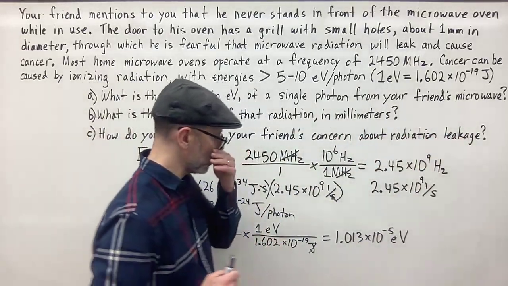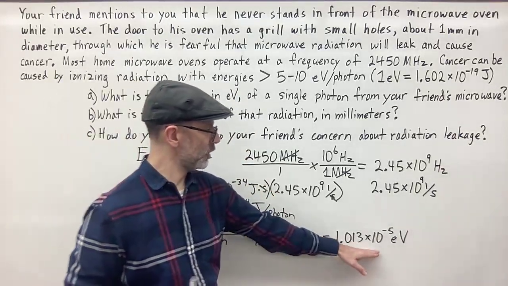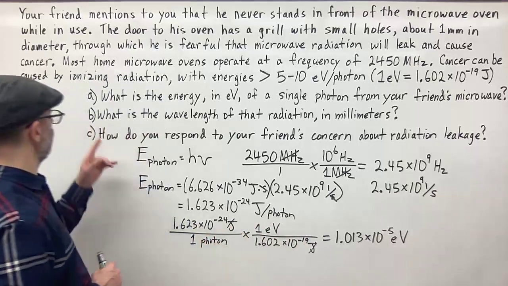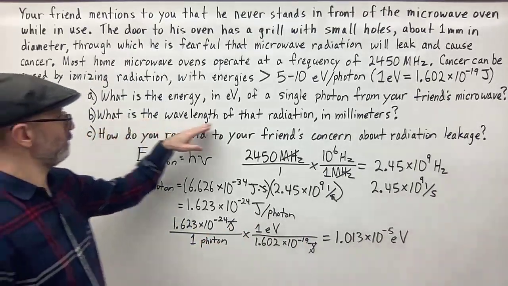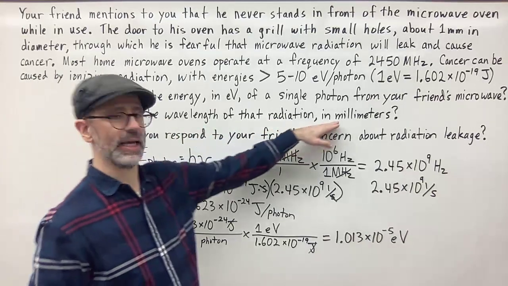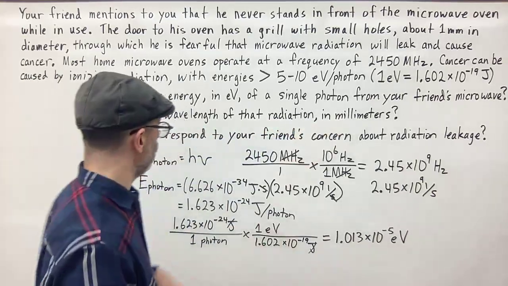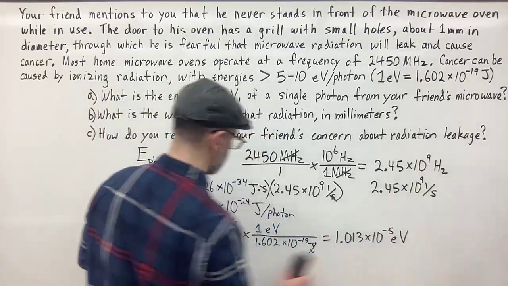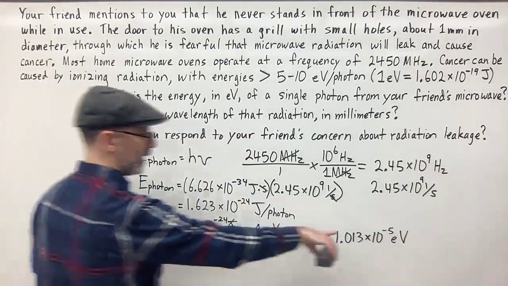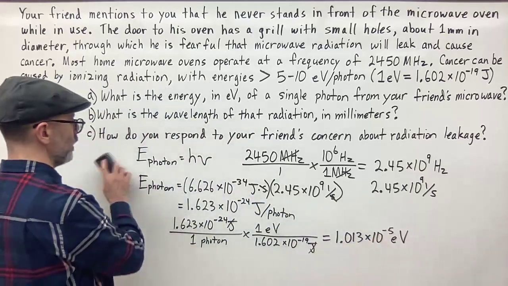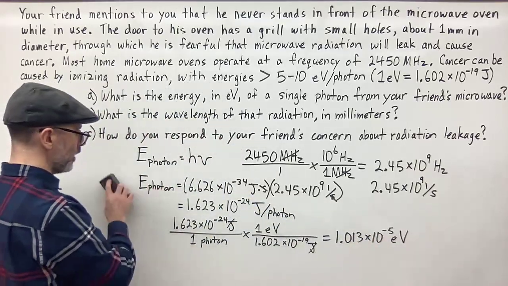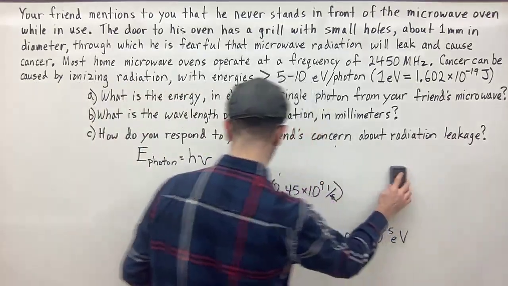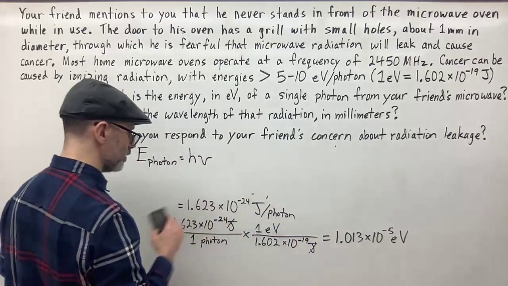Okay, so that's the answer in electron volts. So that's the answer to A. Now, what about B? What is the wavelength of that radiation in millimeters? We have the energy in joules per photon and electron volts. Let me get rid of this and give myself space so I can do more calculations.